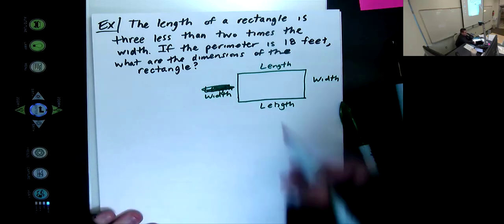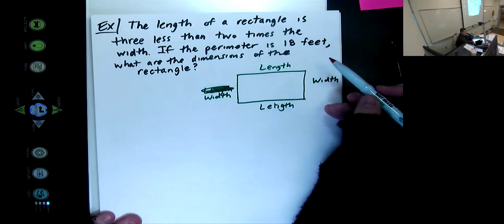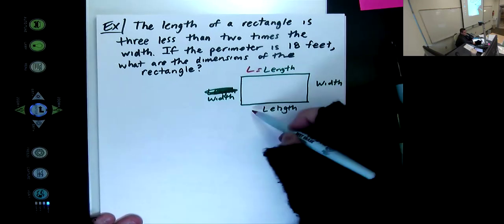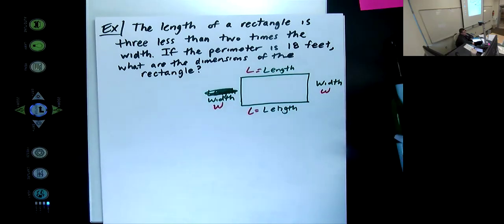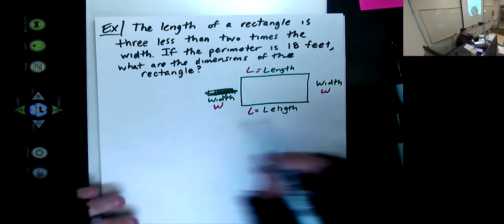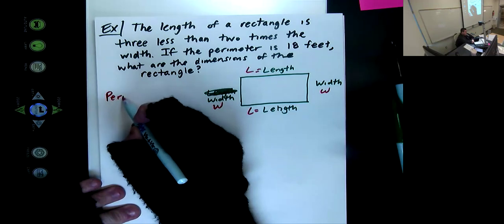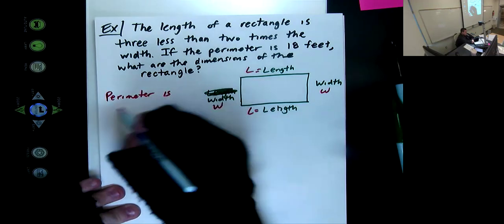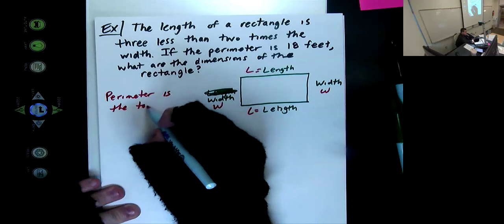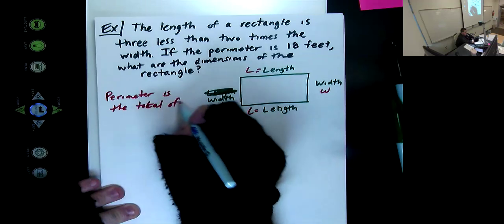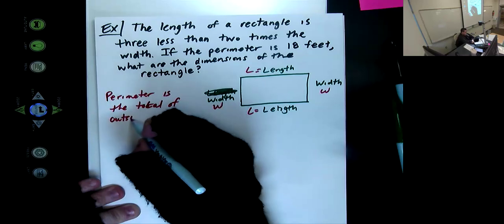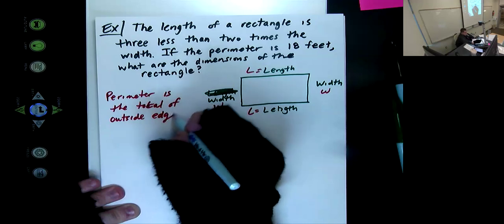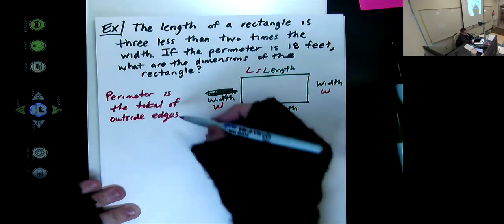And those are a little longer, right? I don't want to use all that for an equation or anything. So I'm going to use L for length and W for width. Perimeter is the outside edge, the total of the outside edges. And we usually call it P.